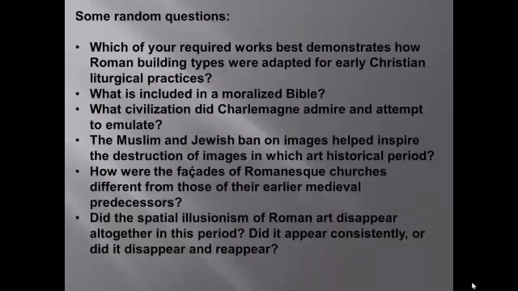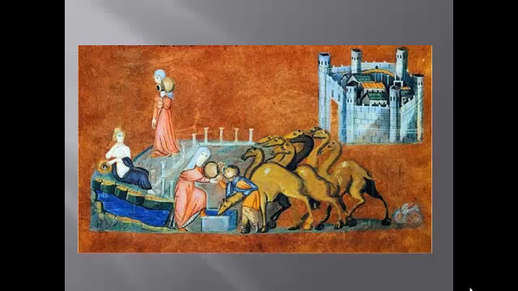The questions on this slide are pretty straightforward. I won't waste your time by reading them aloud. But to help you answer that last question, which was about the persistence of Roman spatial illusionism, consider this manuscript illustration from the Vienna Genesis, one of your required works.